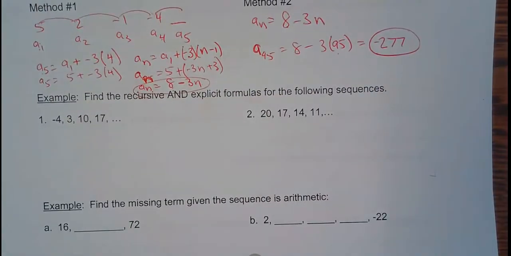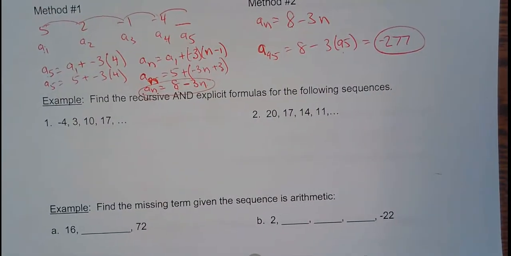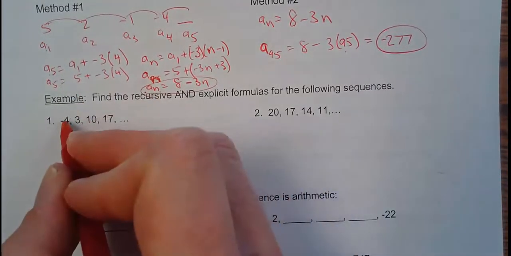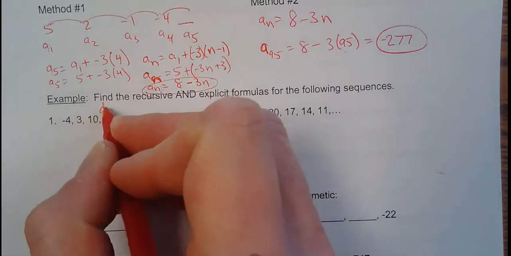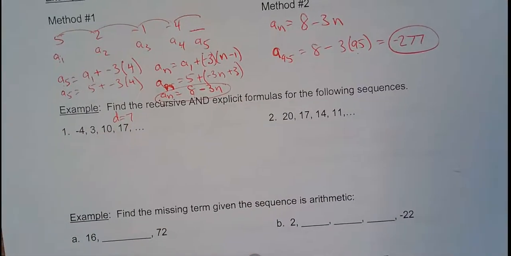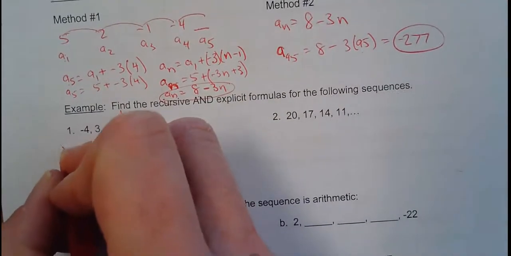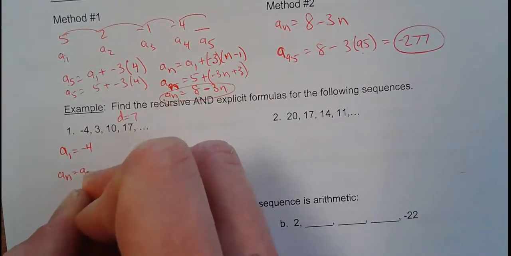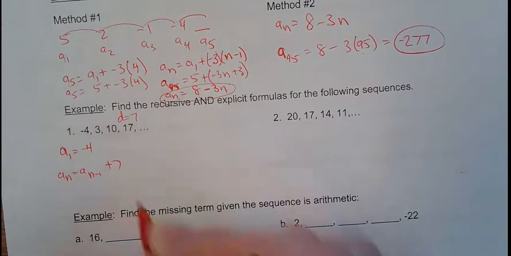Okay. Find the recursive and explicit formula. So we're going to write both of them now. In this one, the big thing is, what is the common difference? Here you're adding 7. So d equals 7. So my recursive formula, a sub 1 equals negative 4. Any term is going to be the previous term plus 7.